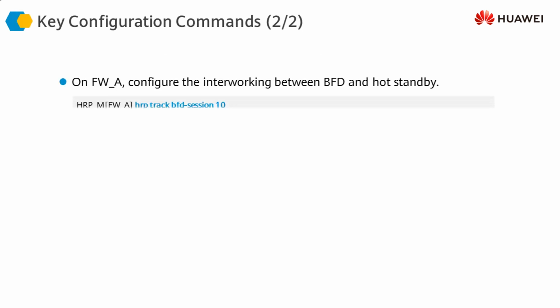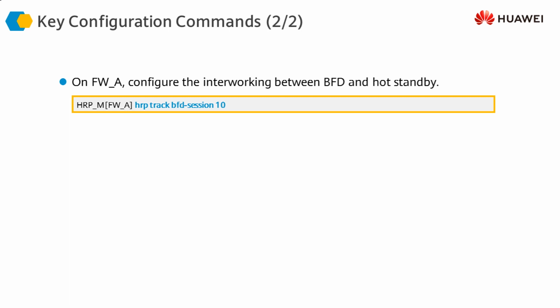And once we have configured the BFT, then we can use the BFT information to track HRP, or HRP can use this information or track this BFT session information. So we give the HRP track BFT session 10 command. This 10 is the local discriminator. On the firewall, we'll issue the command HRP track BFT session 10, which, as you remember in the previous slide, is the local discriminator which has been configured against this session on the local firewall.